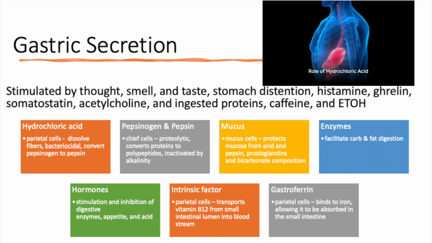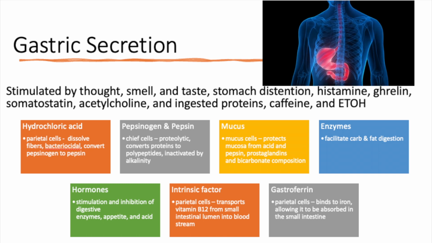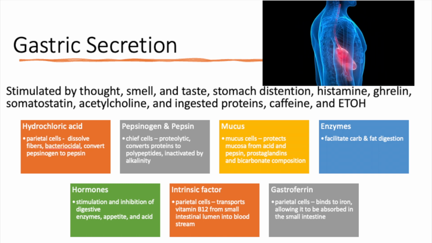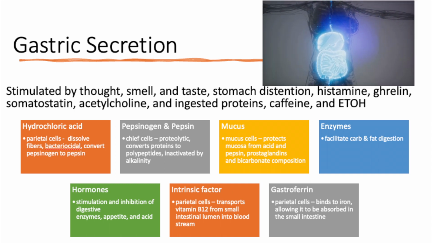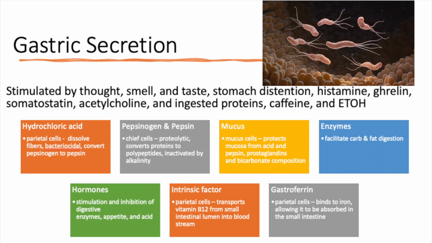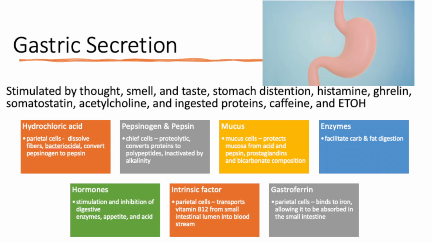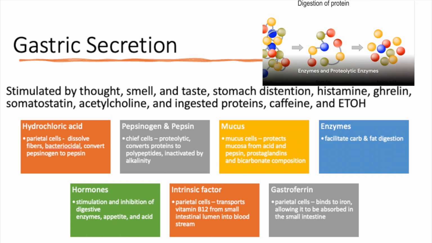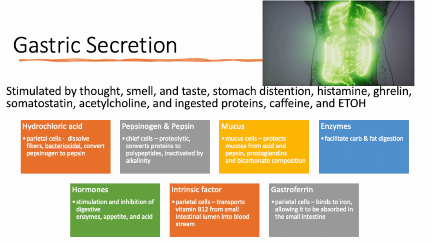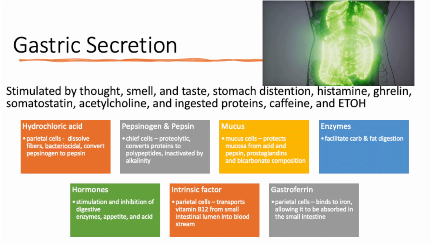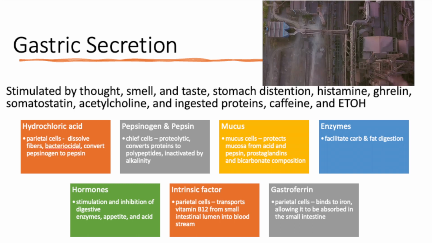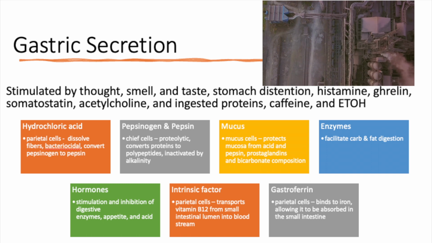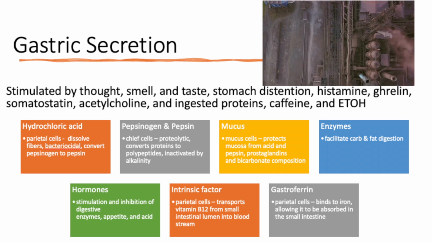Parietal cells located within the gastric pits of the stomach lining release hydrochloric acid. This acid plays several critical roles. It helps dissolve dietary fibers, acts as a bactericide to eliminate harmful bacteria, and transforms pepsinogen into the active enzyme pepsin. Chief cells within the gastric pits secrete pepsinogen and pepsin, which are proteolytic enzymes responsible for breaking down proteins into smaller polypeptides.